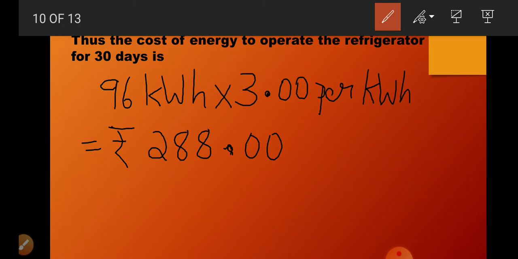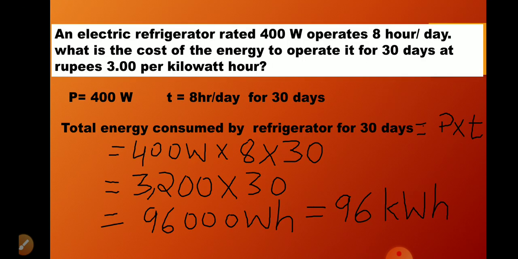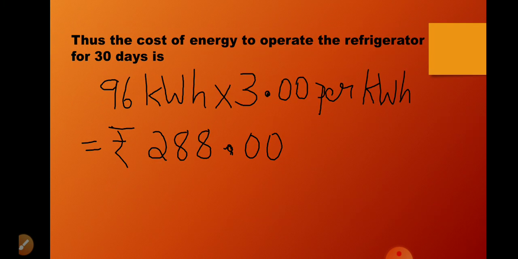So the cost of energy to operate the refrigerator for 30 days is 288 rupees. This is how the problem is solved. First we calculated the energy consumed by the refrigerator for 30 days, which is 96 kilowatt hour. Each kilowatt hour is 3 rupees, so if you multiply, you get 288 rupees. Next, let us solve the next problem.